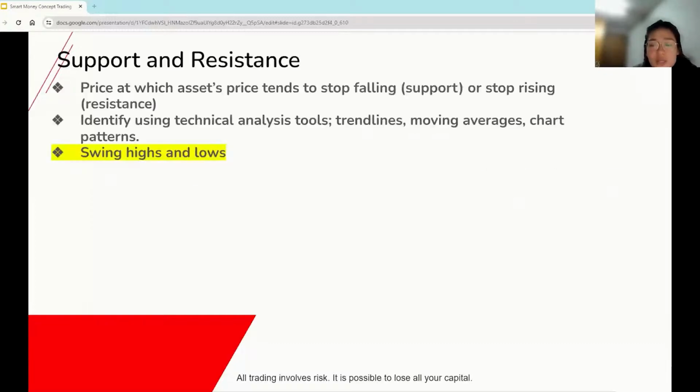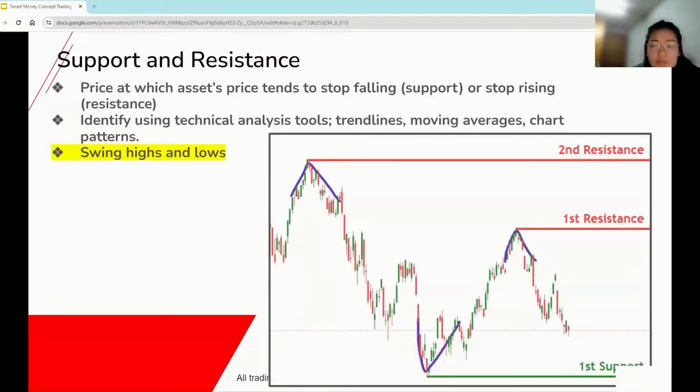So now let's talk a little bit about support and resistance and how to identify levels for entry or exit. We would normally use support and resistance levels, significant levels, for your pivot points, which would be your entry points. These refer to a level at which an asset's price tends to stop falling, which would be your support, or stop rising, which would be your resistance. So it is important for you to identify these levels.